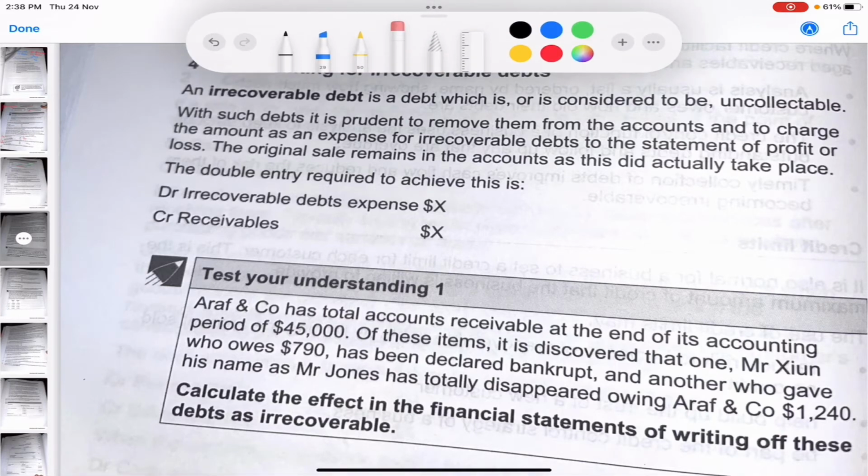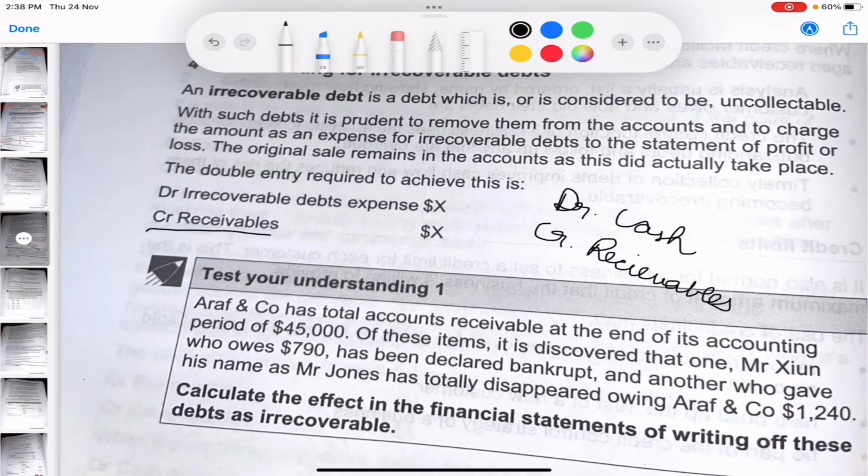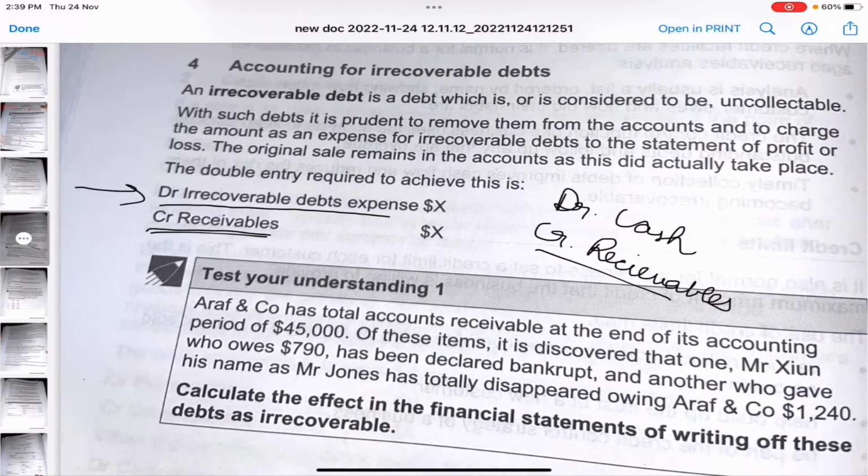Usually, if we would have received the cash, the entry would have been debit cash and credit receivables. That would be the original entry, right? But in this situation, we are going to close the receivables account. We are crediting, but an expense has taken place. So that would be irrecoverable debt expense. Why? Because irrecoverable debt expense will become my expense here. So it is going to be a loss to the business. So that will be debited and receivables would be credited.